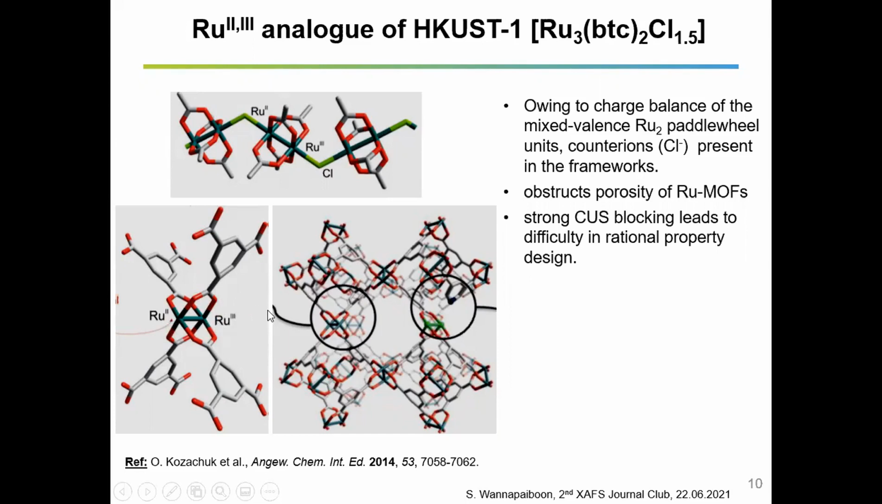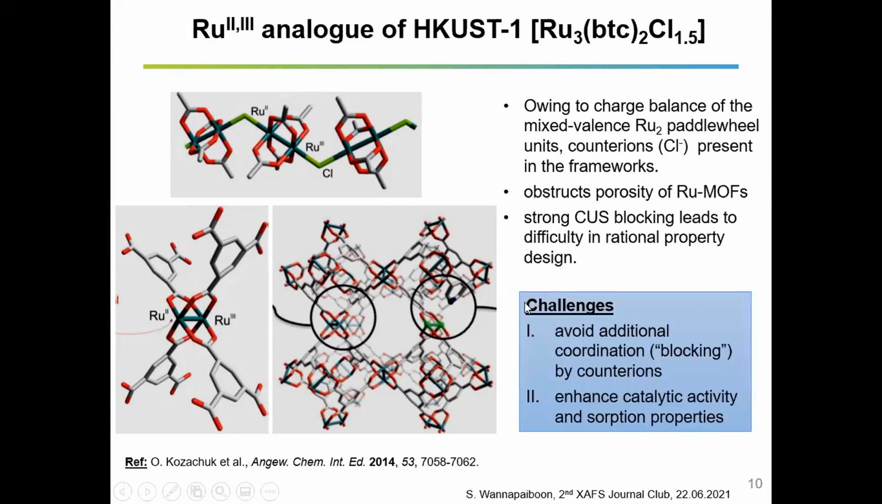This gives a drawback: you get obstructed porosities of the ruthenium MOF because of the binding of that counter ion, the chloride ion in this case, at this apical position. So it's quite a challenge; we somehow need to improve the synthesis of the structures to get the exact structure, in order to avoid additional coordination by counter ions.